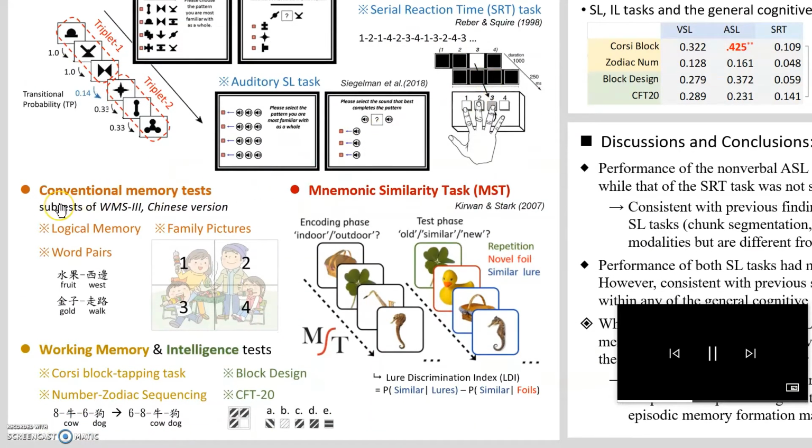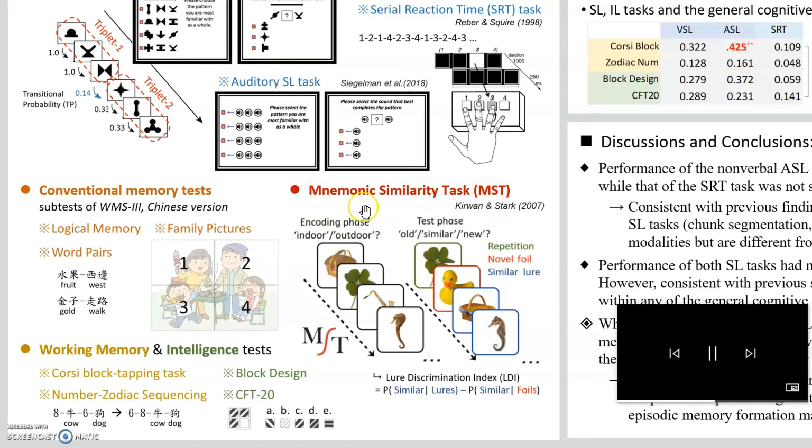The conventional episodic memory tests we used are subtests of the Wechsler Memory Scale 3rd edition, including logical memory, which reads 2 short stories and requires participants to recall them in as much detail as possible respectively. Word pairs, which reads 8 pairs of matched words and requires participants to answer the second word after hearing the first word of each pair. And family pictures, which lets participants watch 4 family pictures, each of which is presented for 10 seconds, and asks them which family members are in each picture, where they are, and what they're doing.